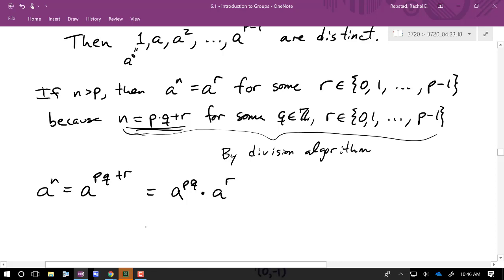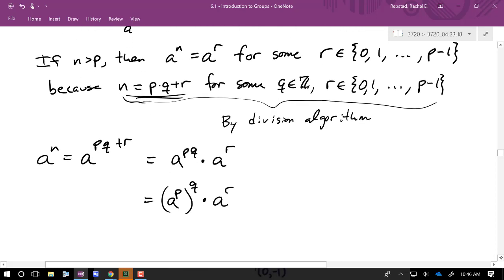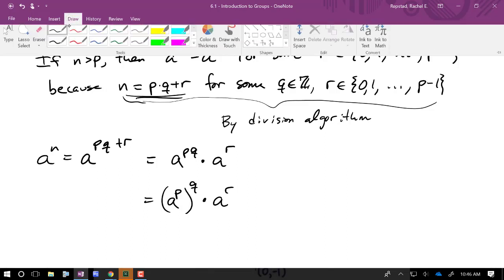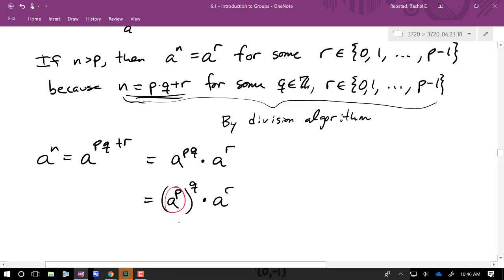And again, a to the pq, I can use another property, and this is a to the p all to the q power. Now, by supposition, a to the p is equal to 1. So if a to the p is equal to 1, then this element is 1 raised to the q power, and that also has to be 1, which means this whole thing is just equal to a to the r.